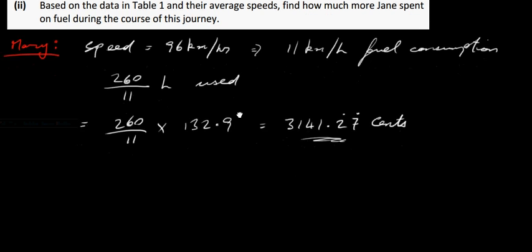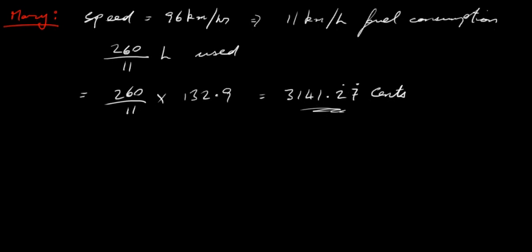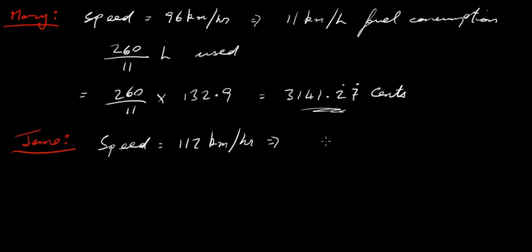Okay, so now we got to do the same thing for Jane. So let's work on Jane's journey. We'll do exactly the same thing again. She was doing a speed of 112 kilometers per hour, and we said that means she could go 9 kilometers for each liter. This was her fuel consumption.